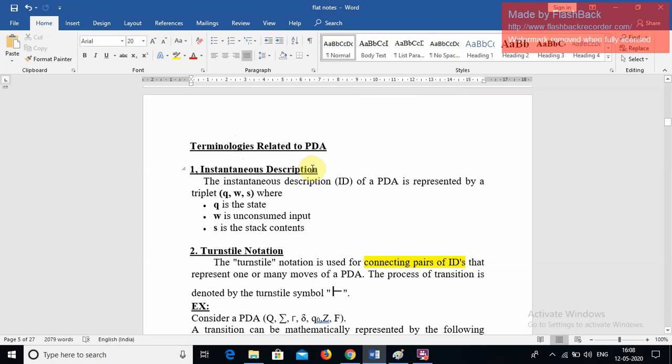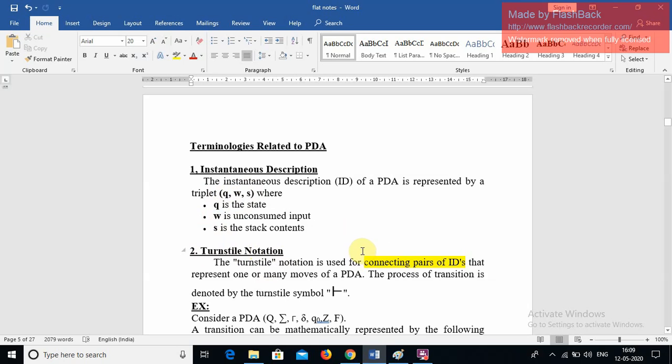Instantaneous description: the ID of a PDA is represented by a triplet, a combination of three elements, the notations Q, W, S. Q is the current state, W is the unconsumed input, that is the part of the input string, and S is the stack content. So an ID is nothing but a triplet.